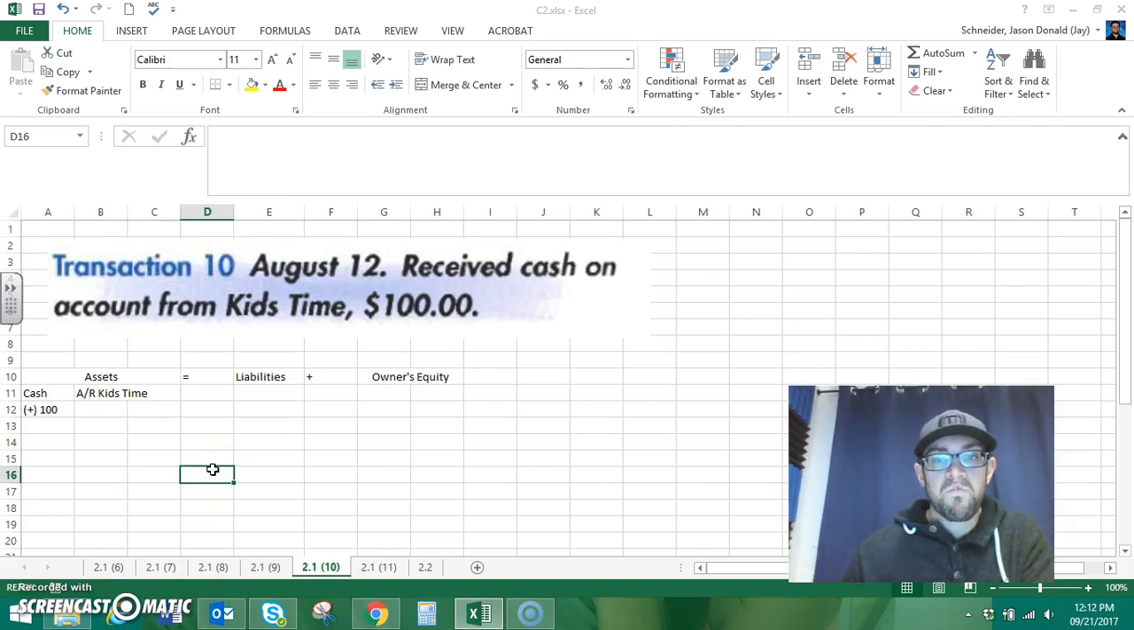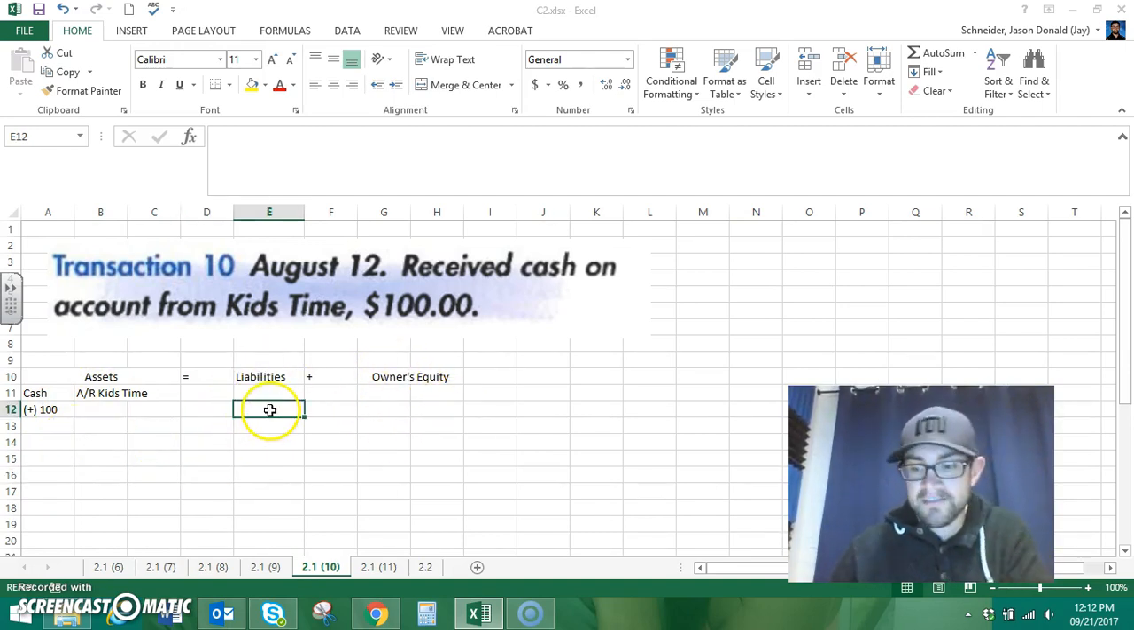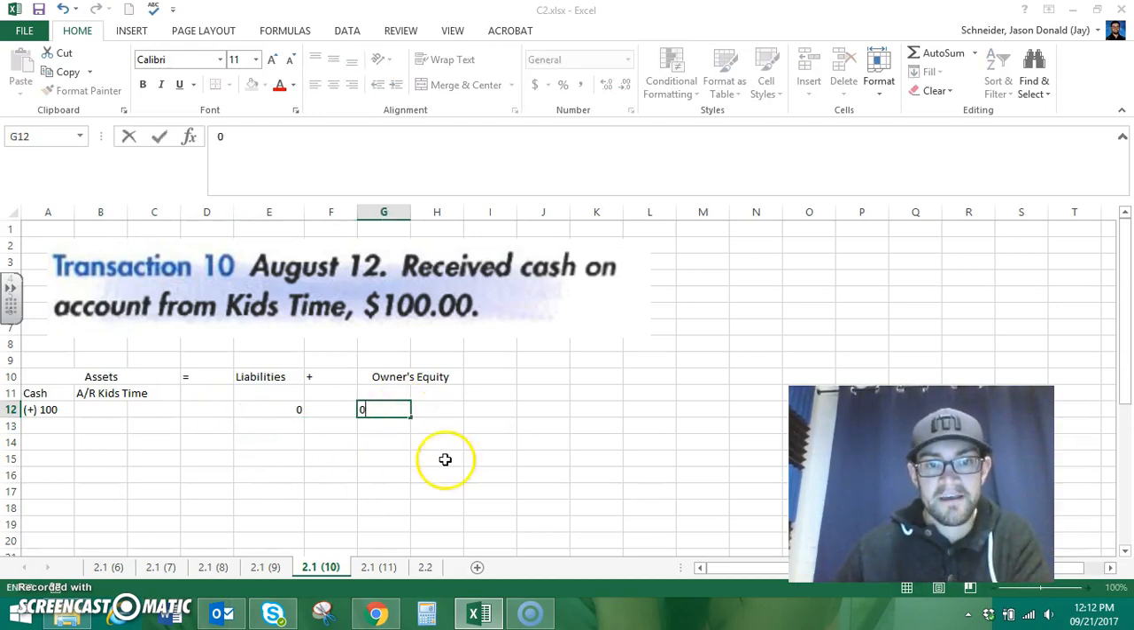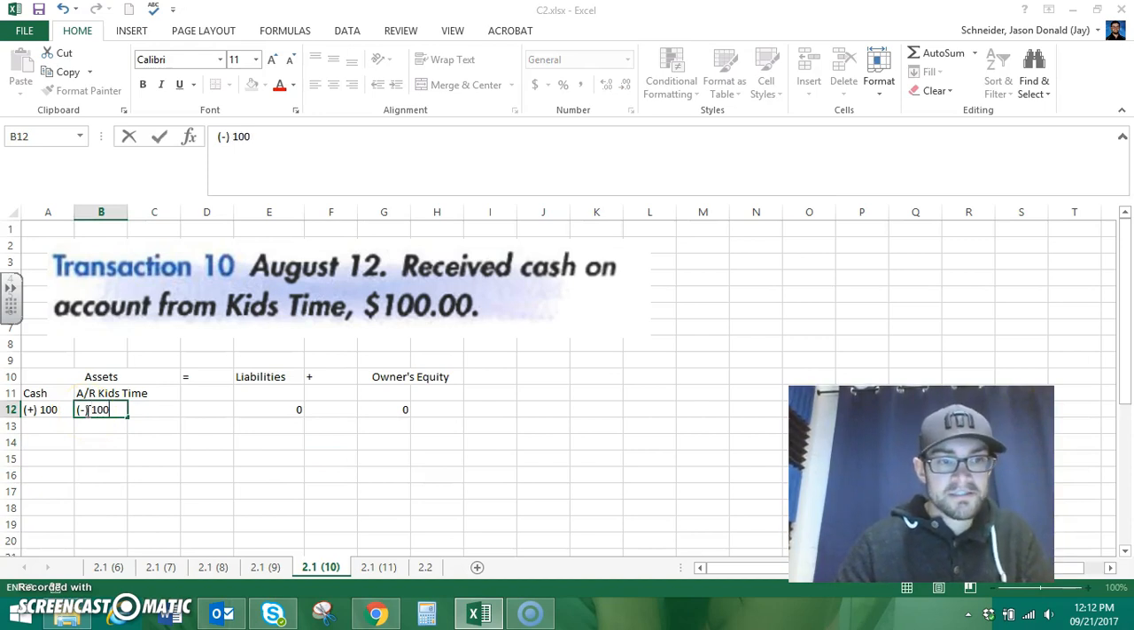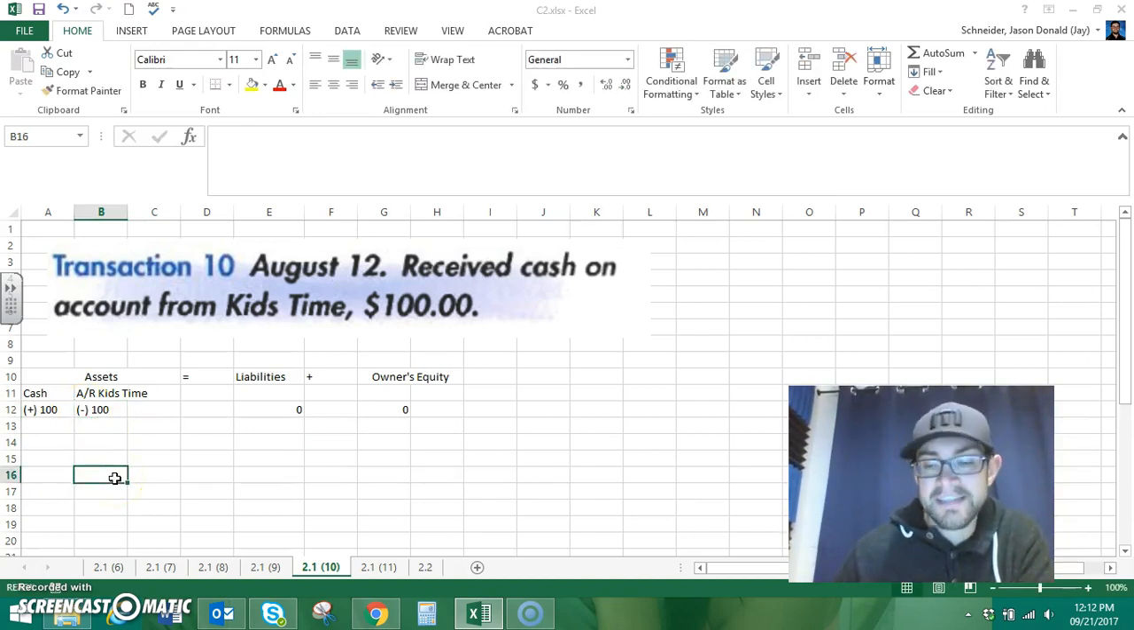Now, for our equation here to balance, I can't increase accounts receivable Kids Time. Because if I increased it, we would have $200 in assets, but no liabilities and no owner's equity, right? This has a value of 0. This has a value of 0. So for our accounting equation to balance, I need to increase my cash because I'm gaining it, but I need to decrease accounts receivable Kids Time.